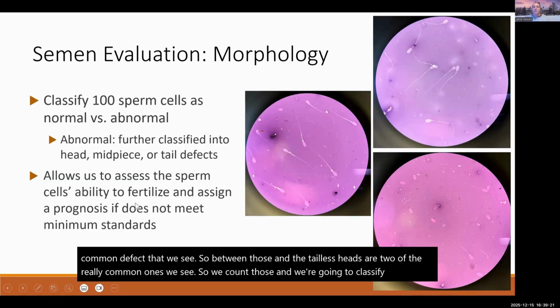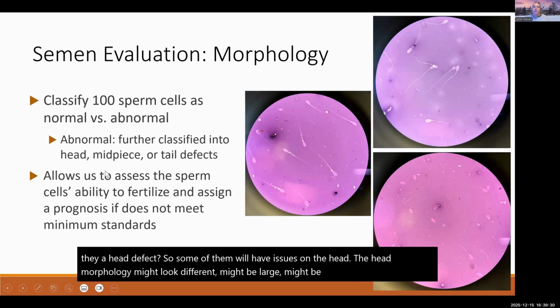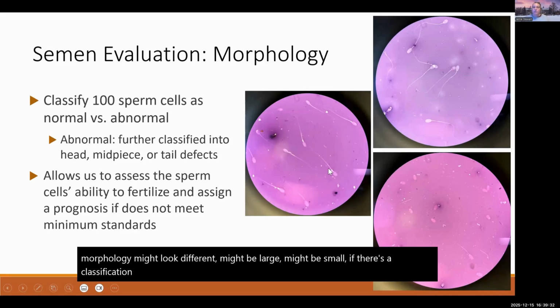Are they a head defect? So some of them will have issues on the head. The head morphology might look different. It might be large, might be small. There's also a classification on the mid piece, which is where this proximal droplet classifies, and tail defects, where there's an abnormality specifically on the tail.